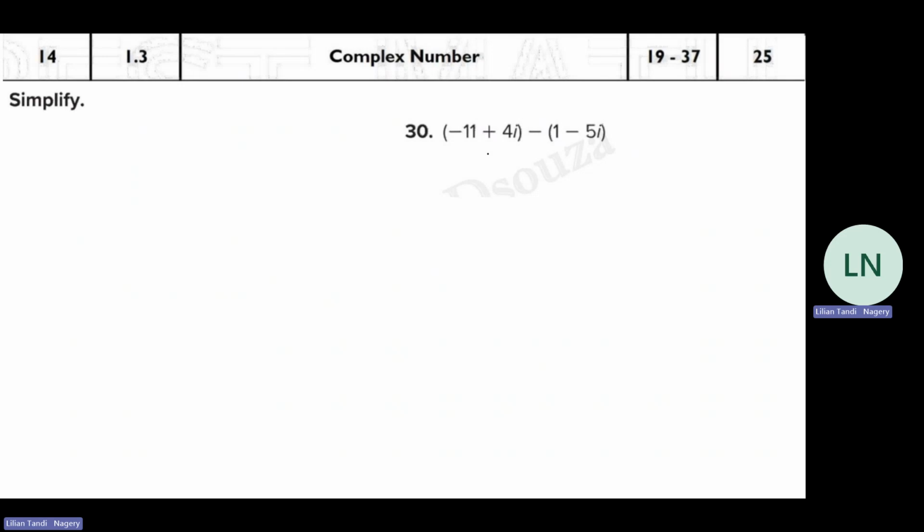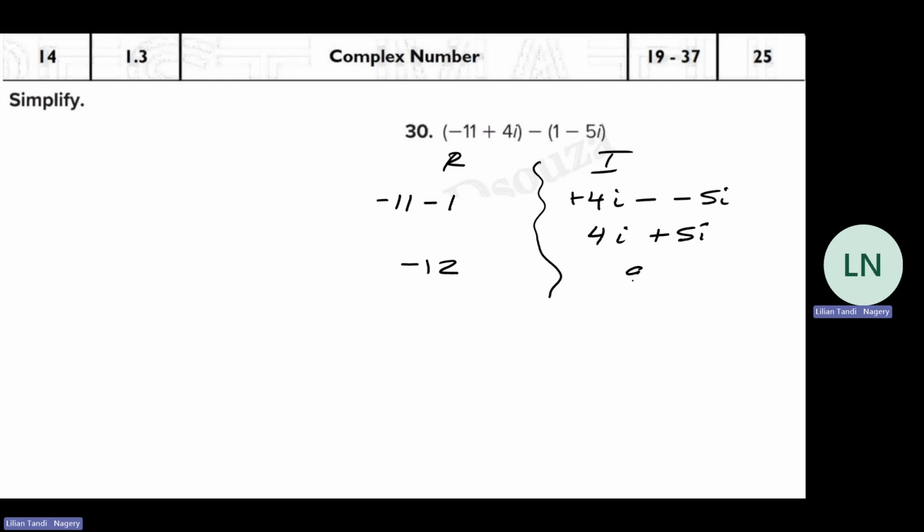Okay, so now we are subtracting. So this is real, this is imaginary. Negative 11 minus 1, negative 12. And then positive 4i minus negative 5i is 4i plus 5i, which is 9i, and it is positive. So our answer is negative 12 plus 9i.